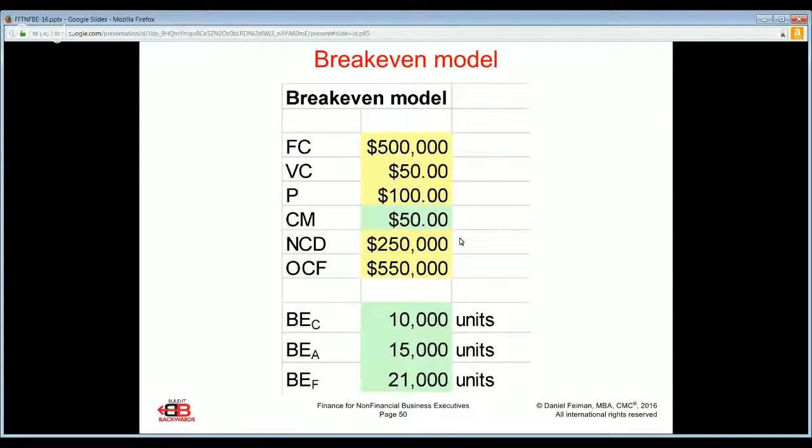The third form, the financial break-even, denominator is the same. Numerator takes our fixed cost of 500,000 plus our target operating cash flow of 550,000 divided by our 50 contribution. We'd need 21,000 units. Very simple, very practical tool for taking some basic information, putting it into a model, calculating the targets we need, and then setting up our operations to achieve that.